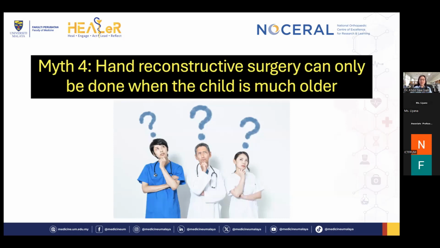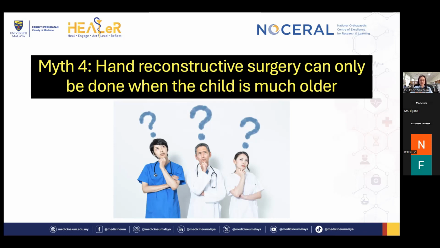So myth number 5, hand reconstruction surgery can only be done when the child is much older. This is something that led me to give this talk, because a lot of times when I see patients in the clinic, I wonder, why do they come so late? Why do they only come now? But a lot of the time the mother or the father told me that they have sought someone else's advice, but were told there's nothing that can be done until the child is much bigger. So that really misses out on a lot of opportunities and things that can be done for the child.